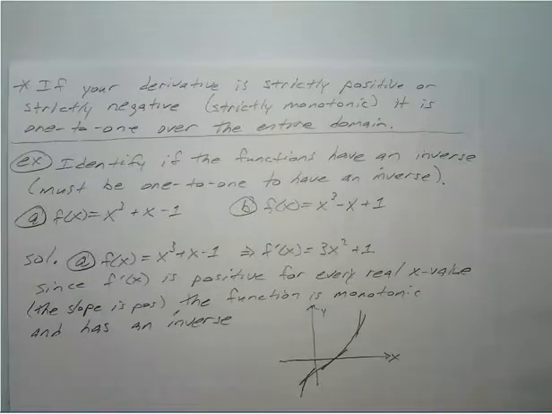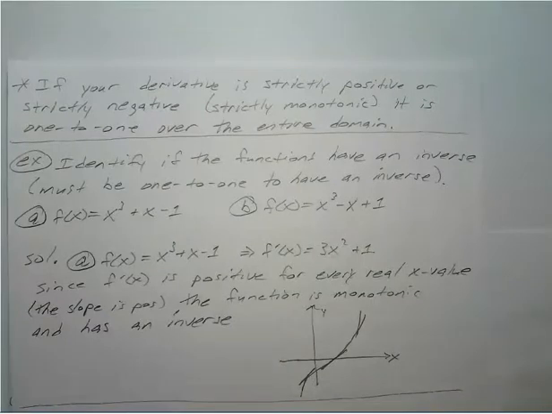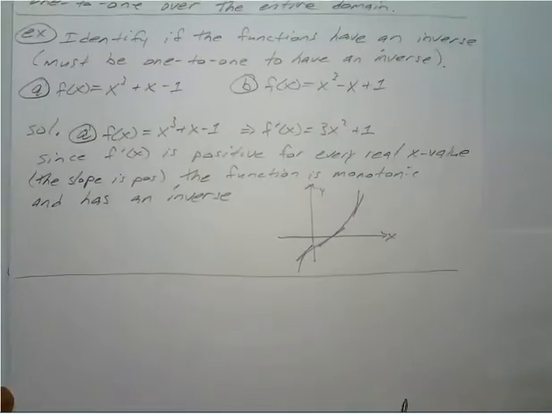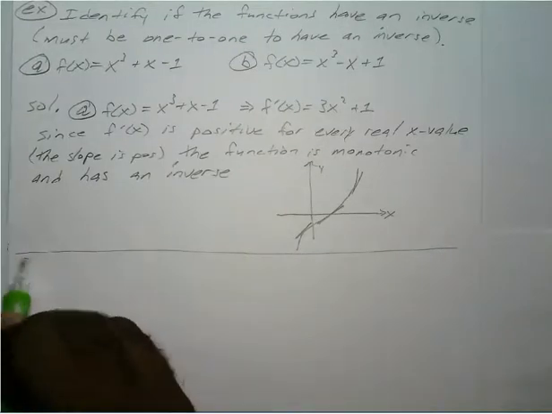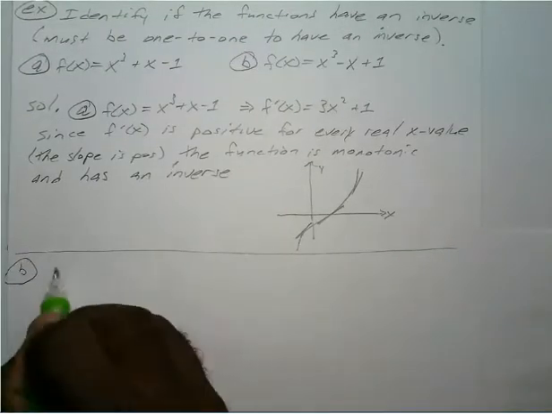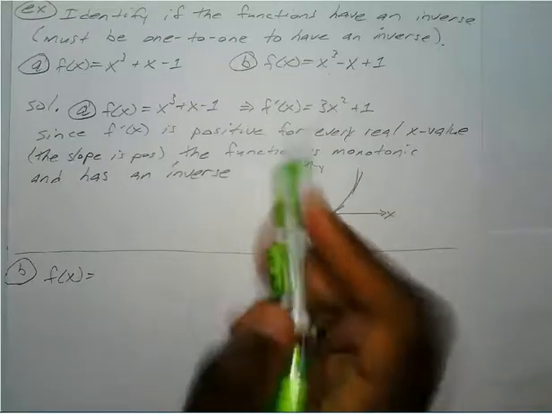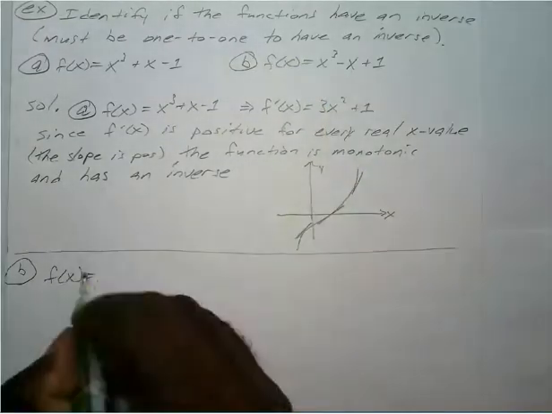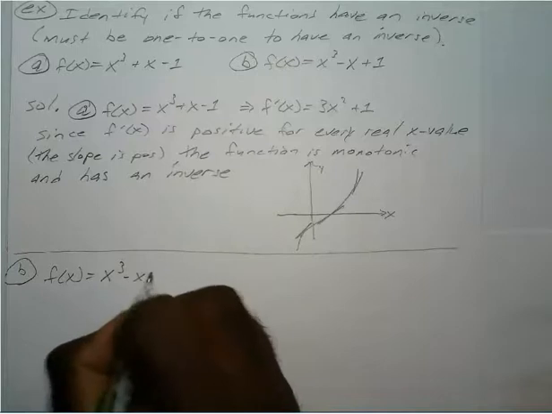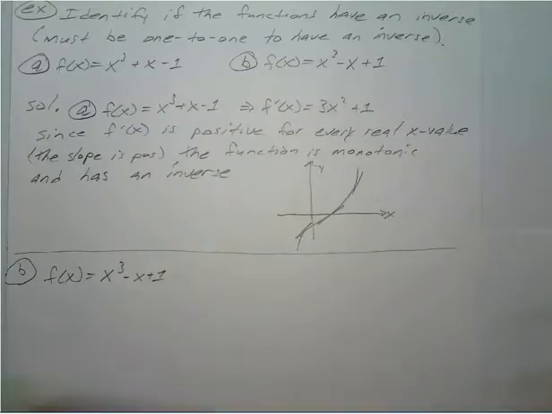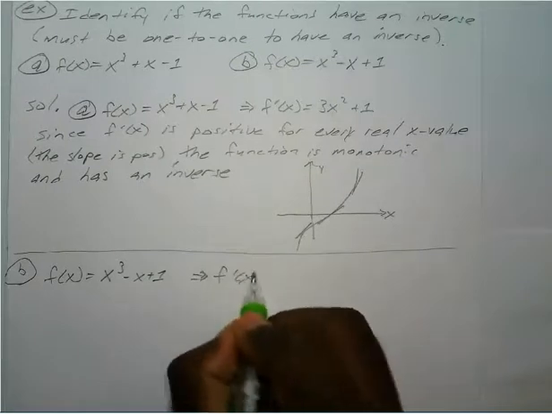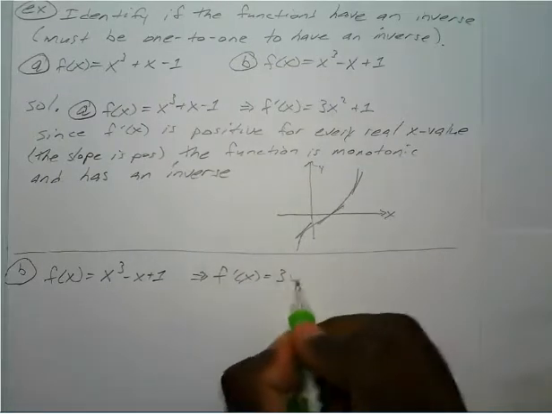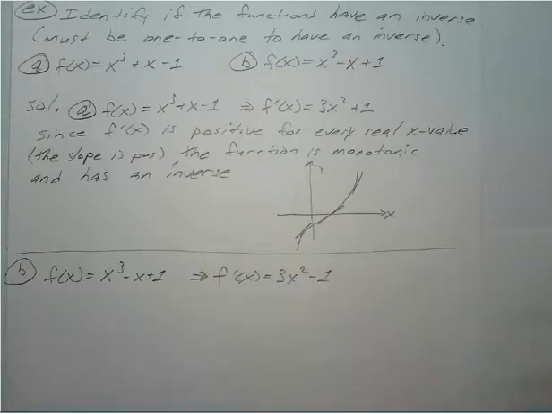All right, so let's move on to B. And move that up a little bit. There we go. Okay. So for B, let's say f of x is equal to x to the third minus x plus 1. Okay, if we find the derivative of that, we find f prime of x is equal to 3x squared minus 1.